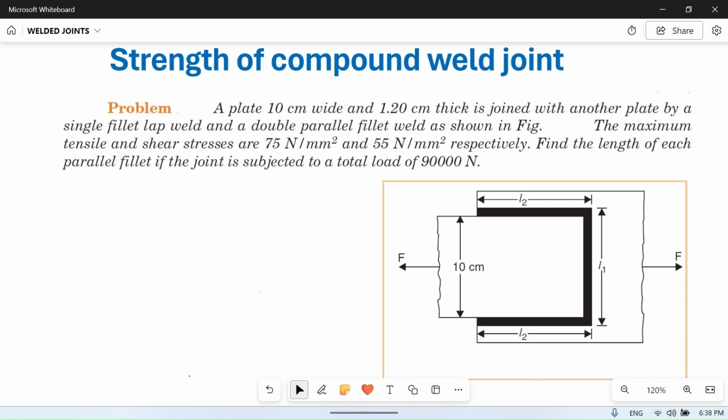So in this video we will solve a numerical problem on welded joints. In this case this is compound welding, because here you can see parallel fillet welding, and here it is transverse fillet welding also. So this is a compound welded joint. So let's read the problem.